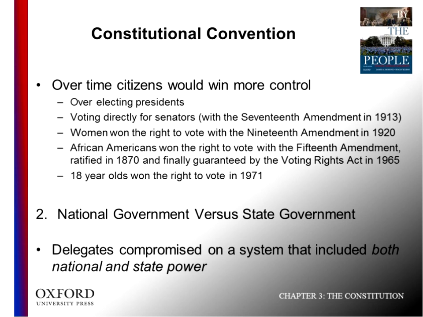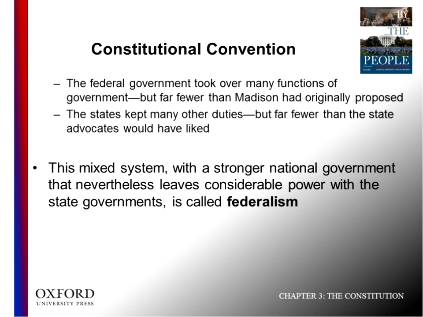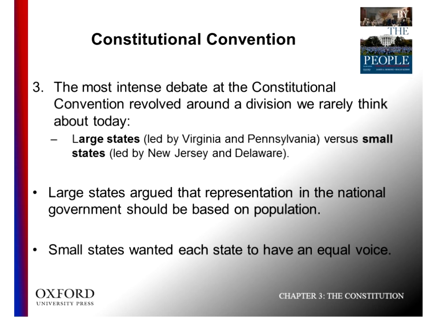And delegates really compromised on a system that included both national and state power. The federal government took over many functions of the government, but far fewer than Madison had originally proposed. And the states kept many other duties, but far fewer than the state advocates would have liked. So this mixed system with a stronger national government, but that nevertheless leaves considerable power with the state governments, is called federalism, and we'll address that in the next chapter.